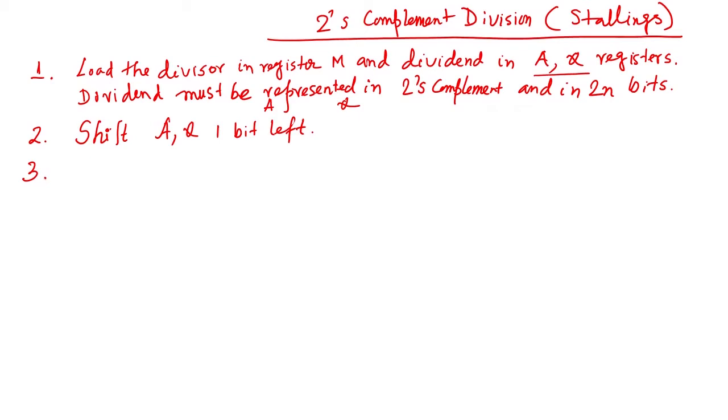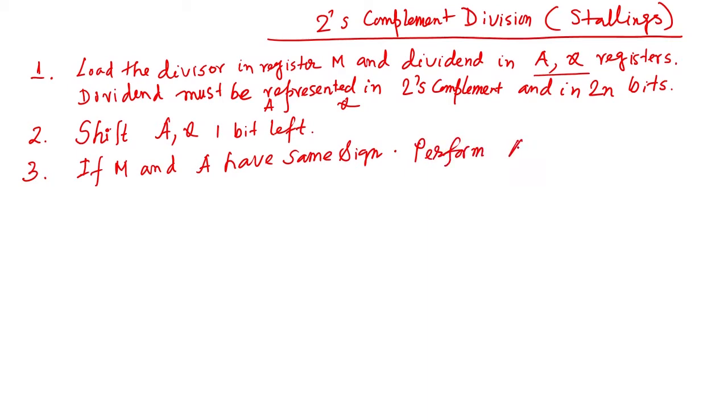Now, we have to perform some operation. If M, that is the divisor, and A have the same sign, okay, then perform subtraction on A only, otherwise addition.